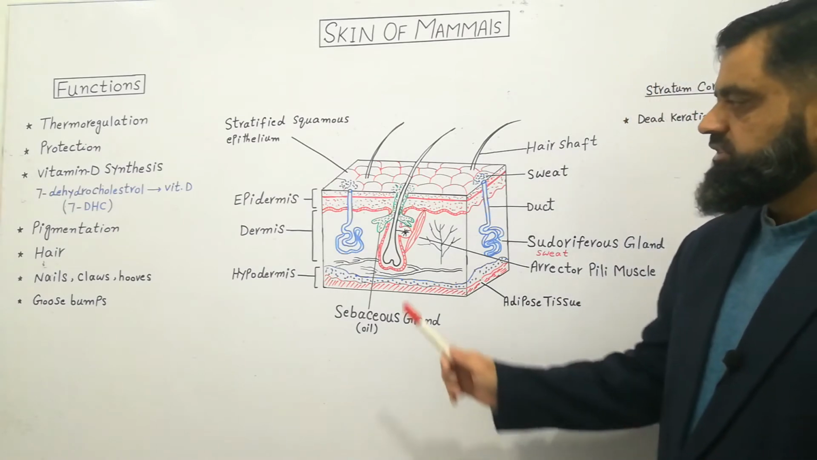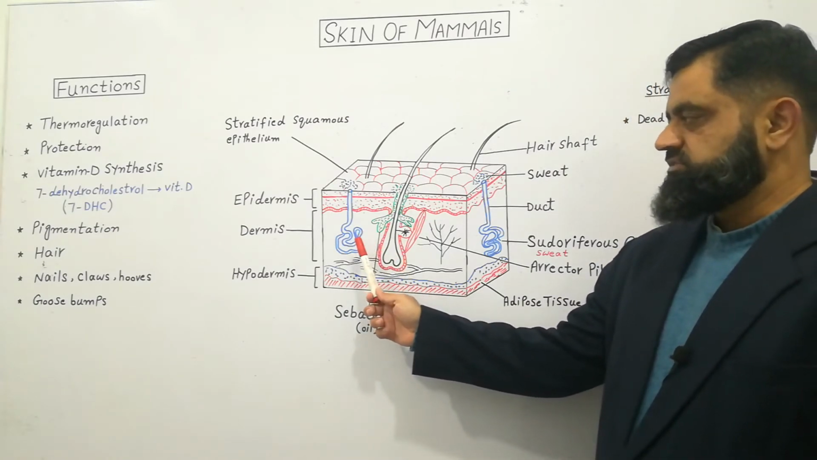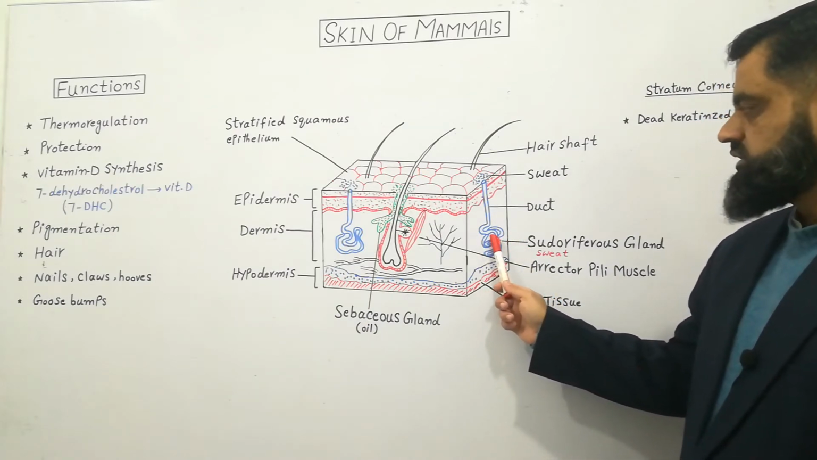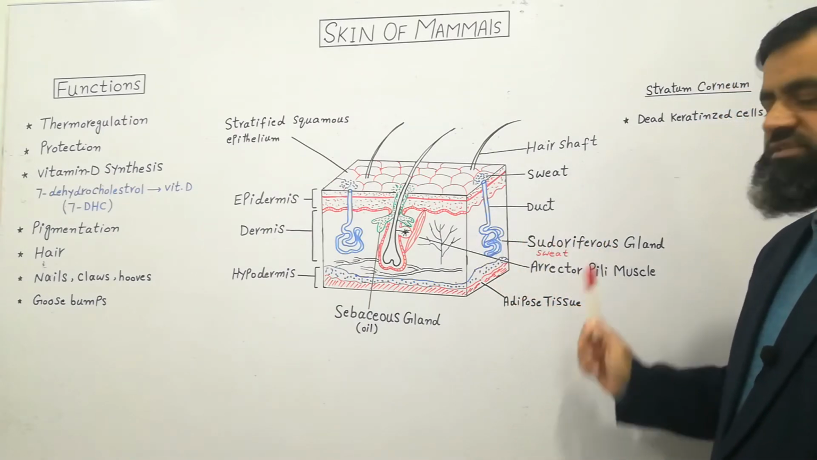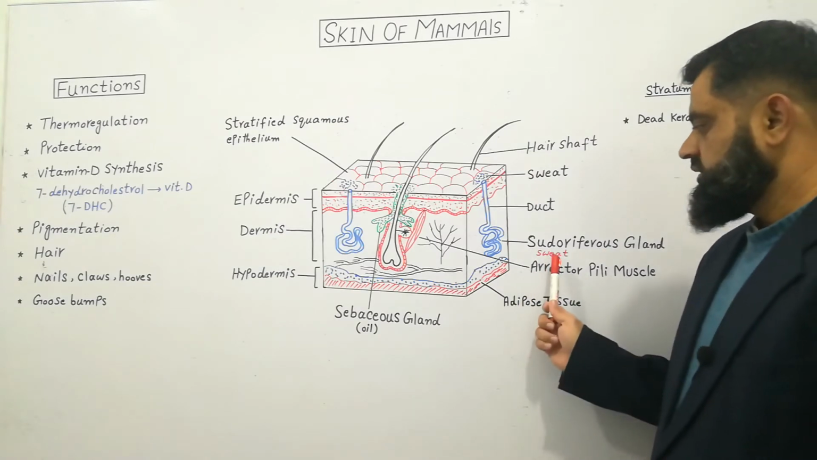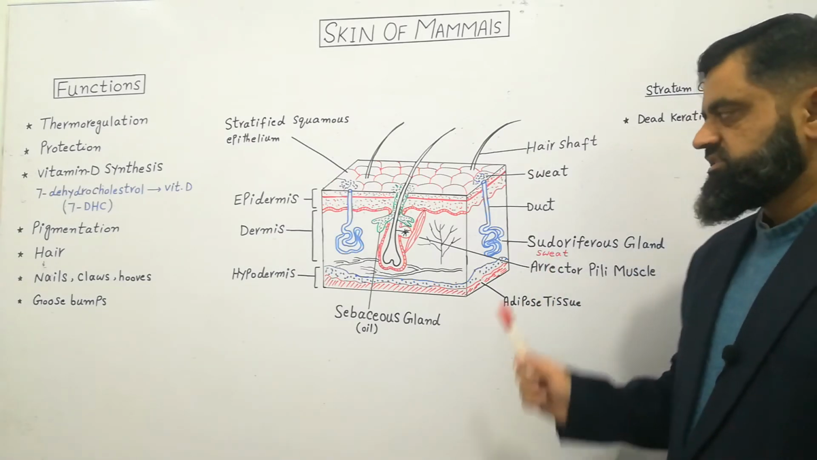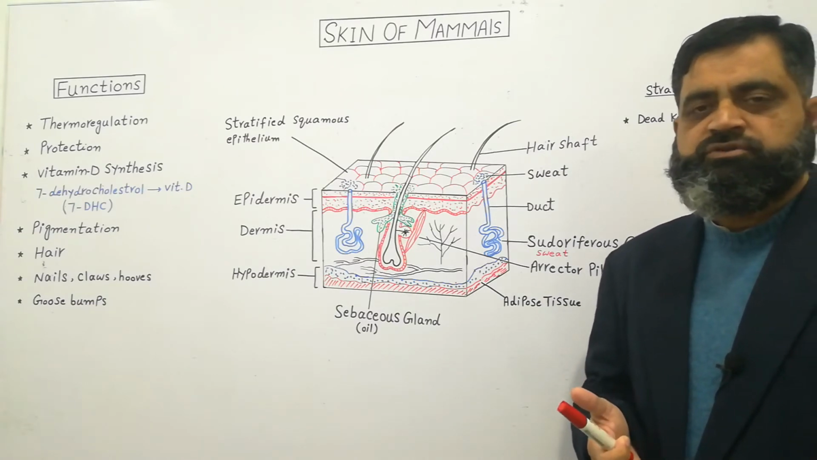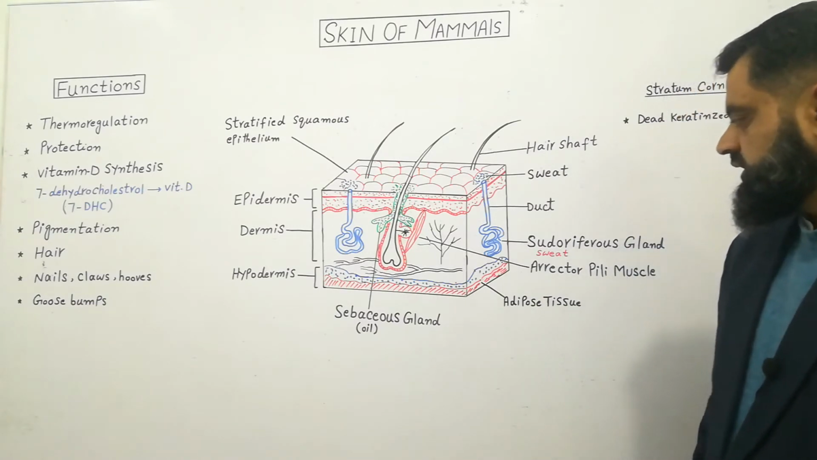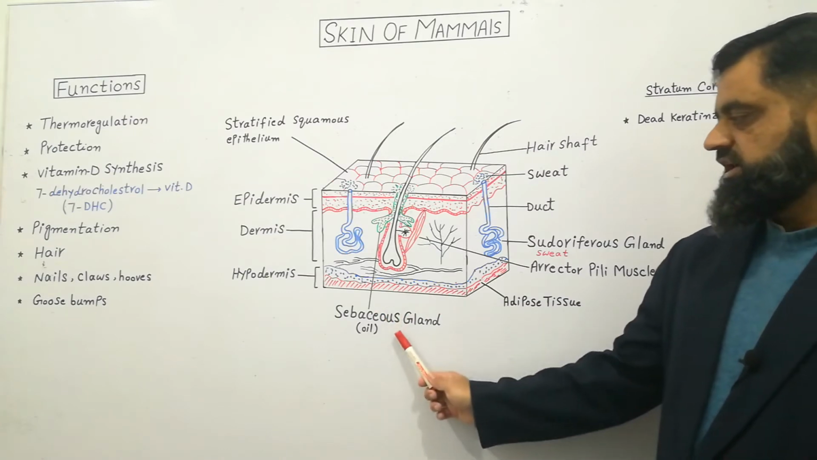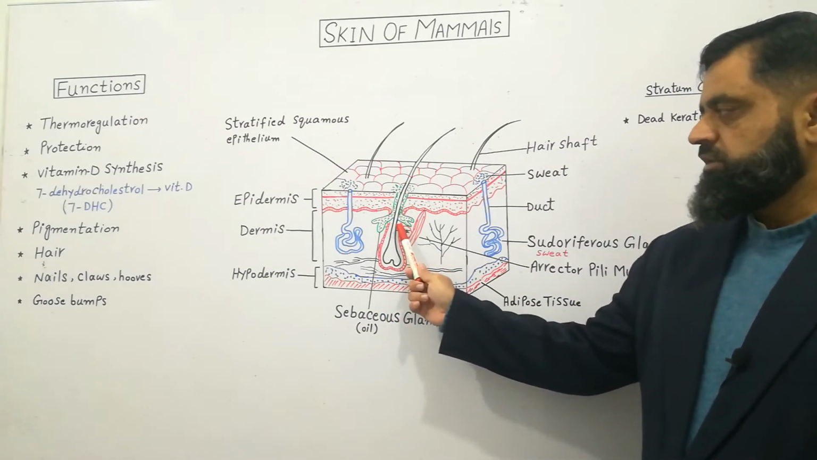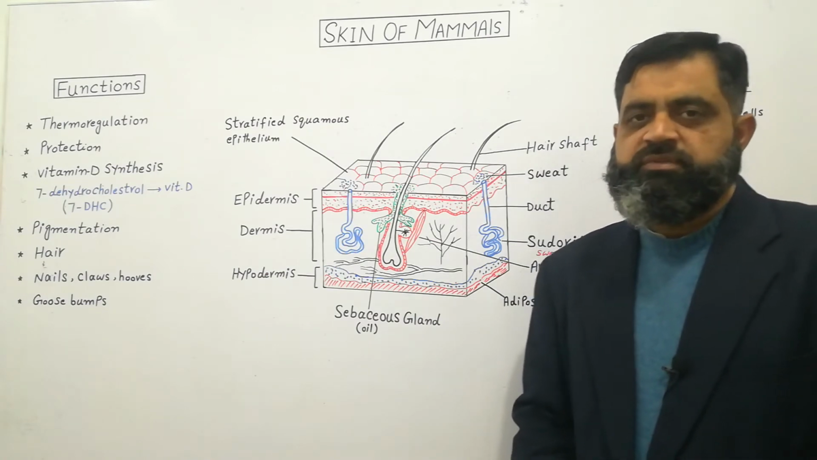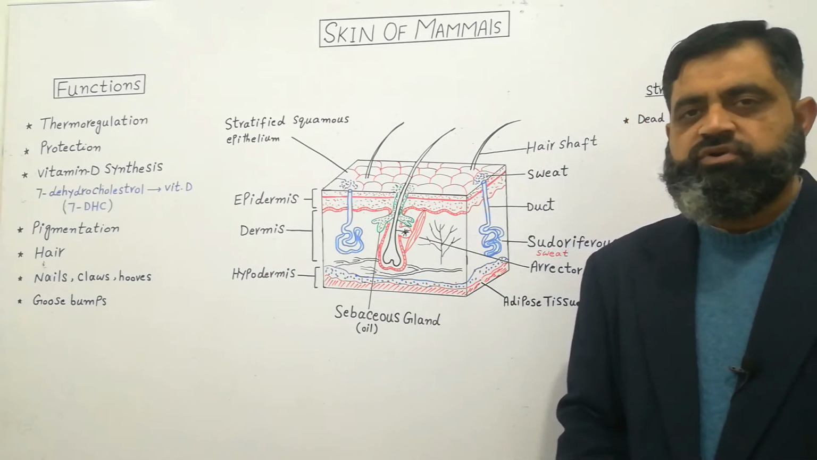This skin contains different glands. First of all, as you can see in the blue shade, this is a sudoriferous gland. Sudori means sweat. These are sweat glands which produce sweat, for the purpose of thermoregulation. There are also sebaceous glands located just beneath the hair which secrete oil or sebum, which protects our skin from microorganisms.